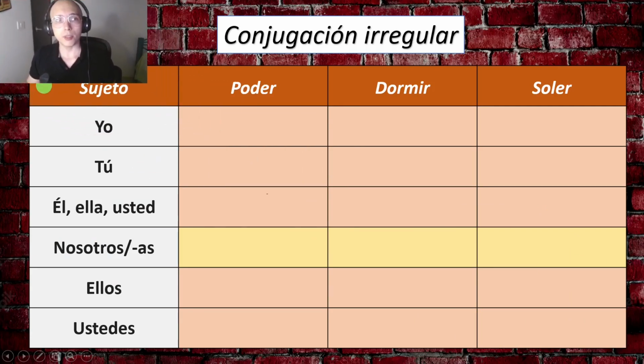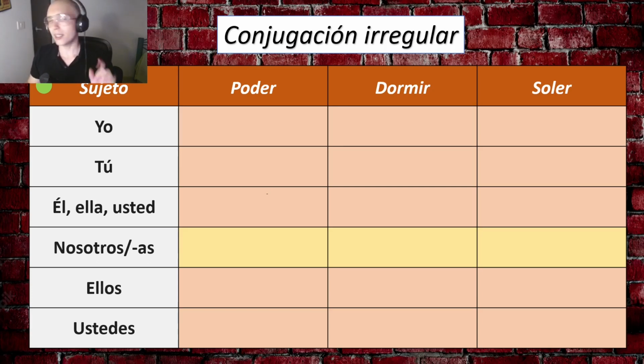So we are going to have these three verbs. Poder, which is to be able to, to be capable of, or simply can. Dormir, which is to sleep. And soler. Soler means to usually do something, to have the tendency of doing something. And these three verbs will behave the same when we conjugate them in present. So we can see that these verbs have an O, right? Poder, dormir, soler. Not all the verbs that have this O change when they are conjugated, but some of them do.